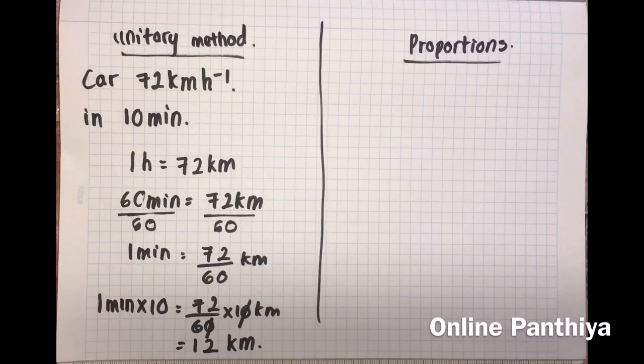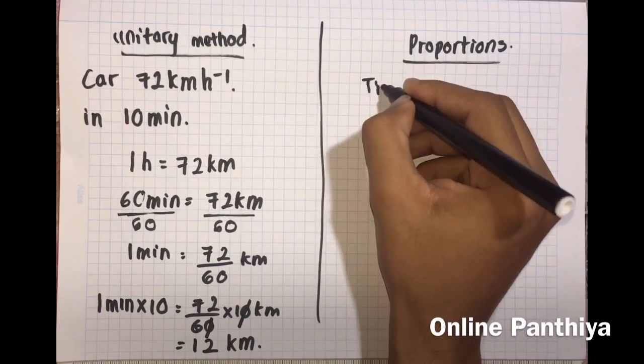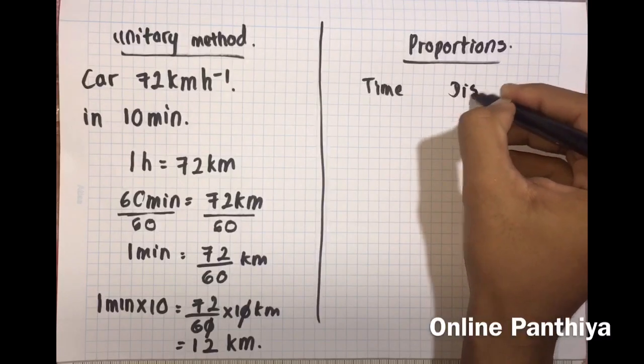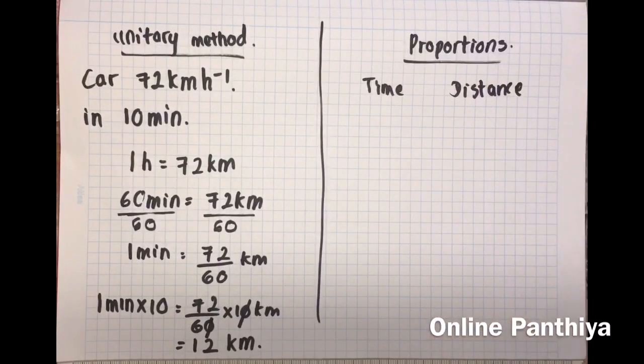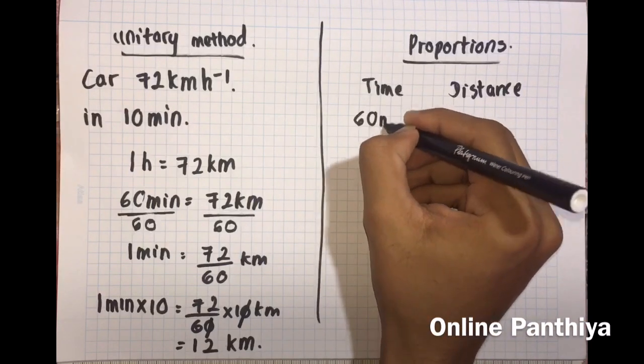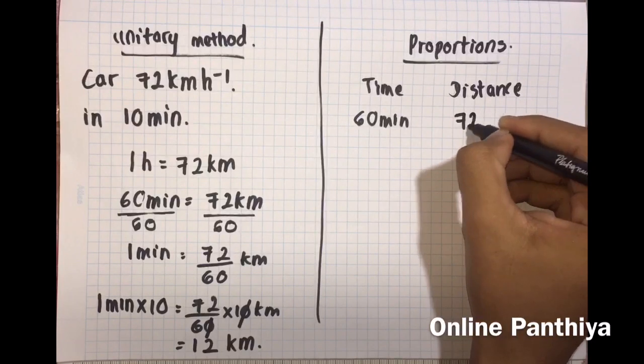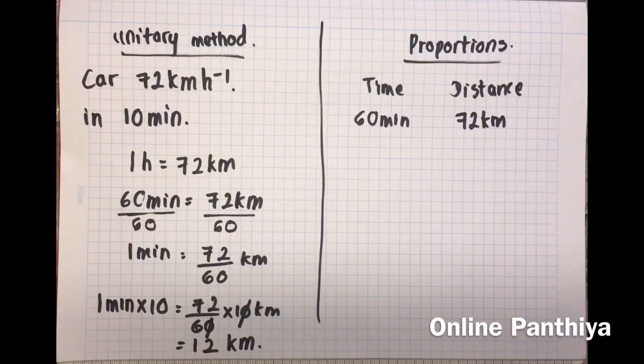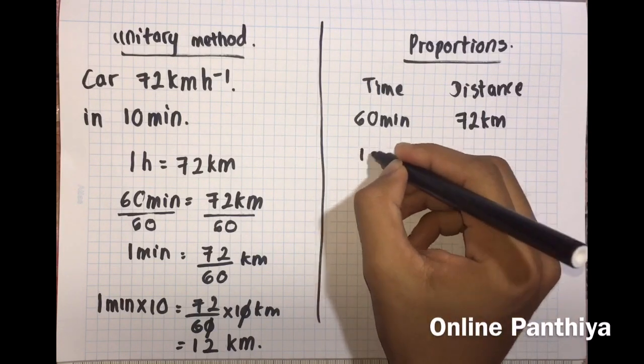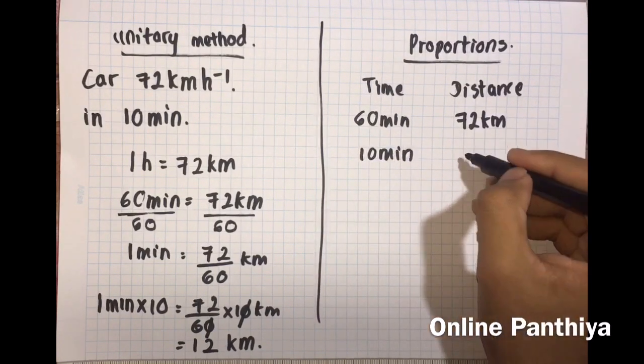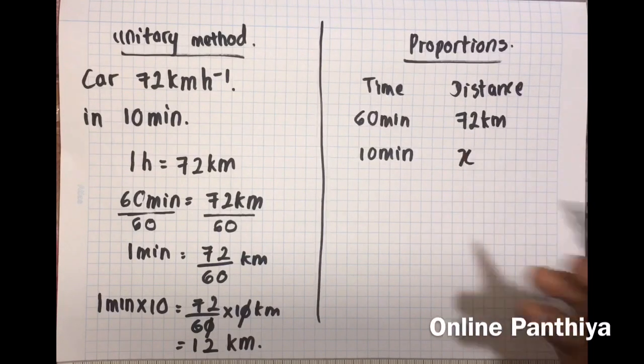Okay. Now let us move on to the next portion, that is about proportions. Now let us make two charts like this. Here time, here distance. One information is given, that the car travels 72 kilometers in how many hours? 1 hour. Therefore you can say 1 hour means 60 minutes. In 60 minutes the car travels 72 kilometers. Now what are they asking to find? The distance traveled by the car in 10 minutes. Therefore here you have 10 minutes. Distance, do you know? No. So I'll call it x.